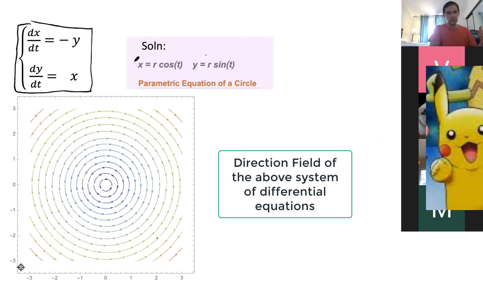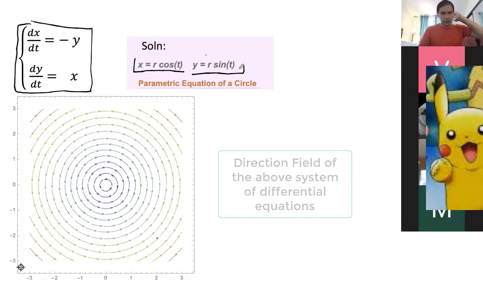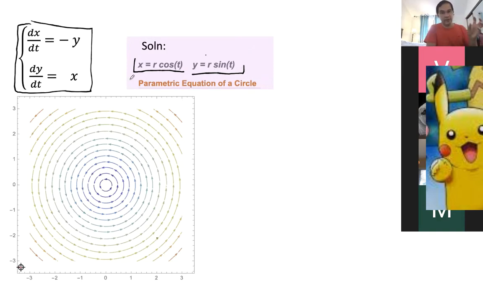The general solution is x of t equals some constant times cosine t, and the other solution is y of t equals the same constant times sine of t. Okay, so we know that this is really the parametric equation of a circle. We mentioned this the other day. So those are exactly circles of a given radius.